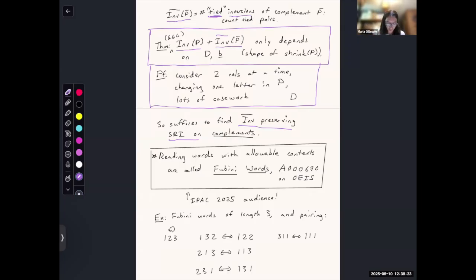This changes our combinatorial object once again. And now what's really nice is these complement reading words with the allowable contents, because we've complemented everything and now we have allowable contents. These are exactly the Fubini words. I found what OEIS it is. It's A00670 if anybody wants to look it up. So lots of fun combinatorics on there.